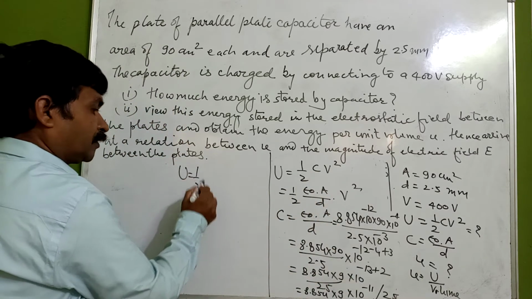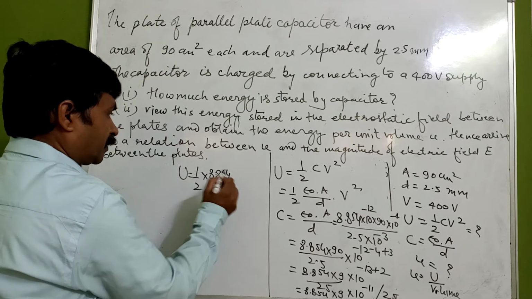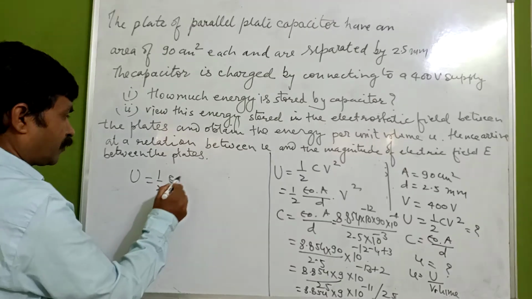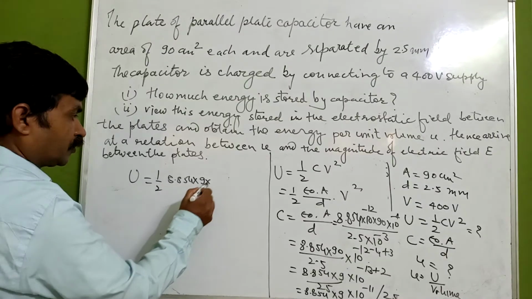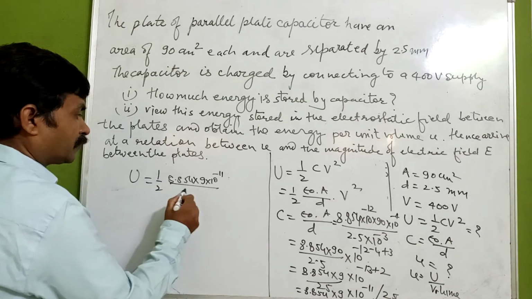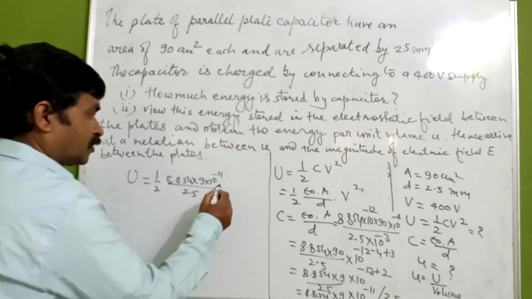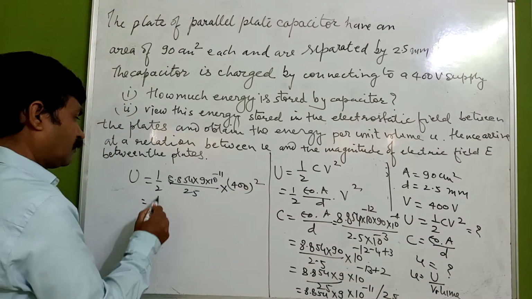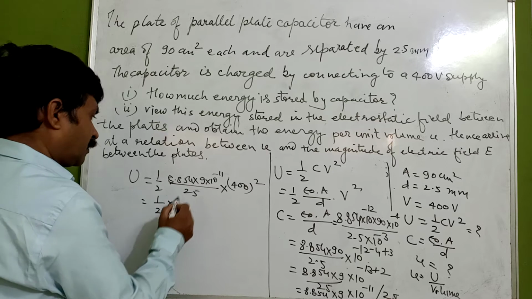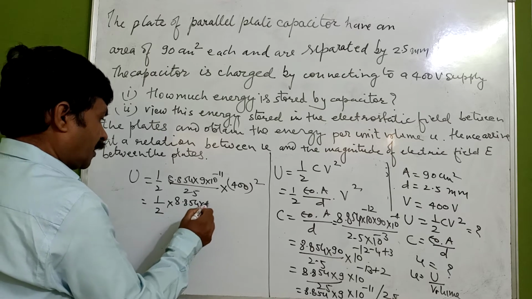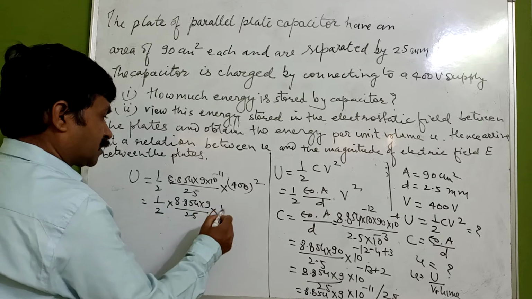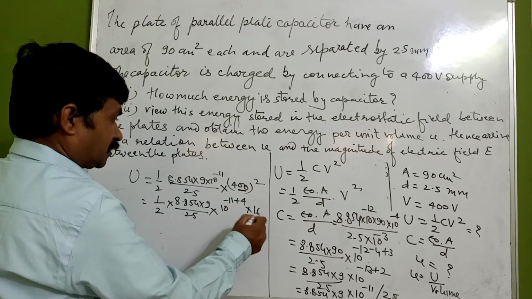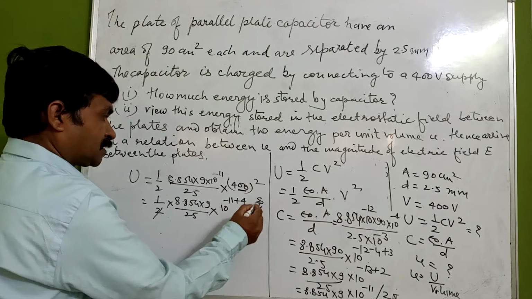U is equal to 1 upon 2, 8.854 into 9 into 10 raised to the power minus 11 upon 25. This is the value of the capacitance. Okay, and here we are having this 400 square. So it is going to be 1 upon 2 into 8.854 into 9 divided by 25 into this 10 raised to the power minus 11, and this will have 2 plus 4 into 16. Now it is going to be cancelled with this 8.